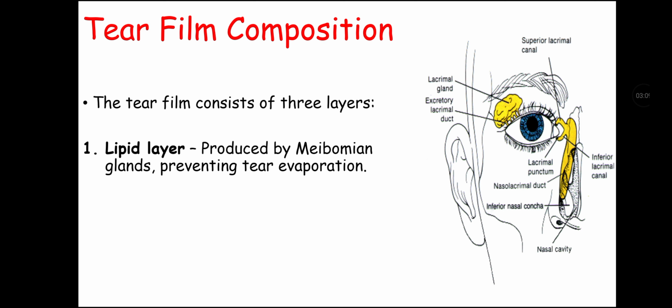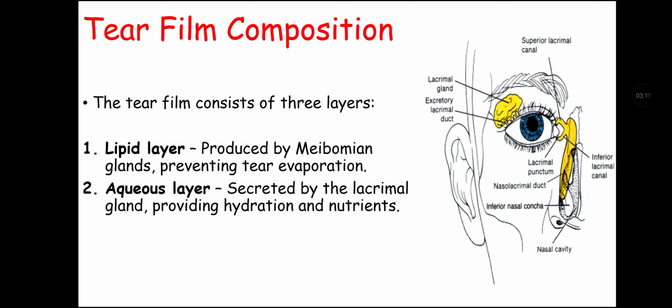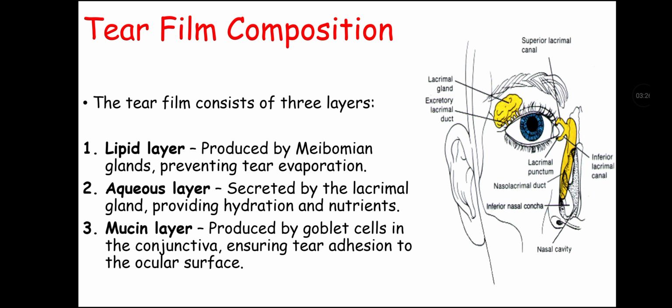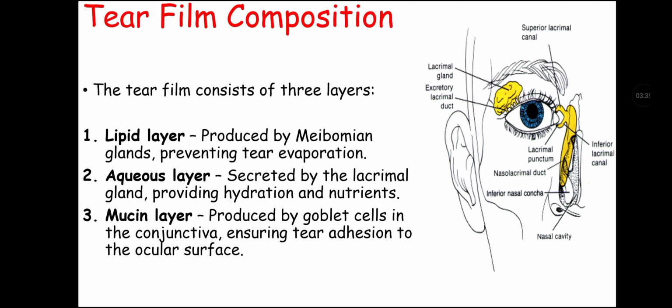Now let's talk about tear film composition. Tear film consists of three layers. The first is lipid layer that is produced by meibomian glands that prevent tear evaporation. The second layer of the tear film is aqueous layer that is secreted by the lacrimal gland that provides hydration and nutrients. Next layer of the tear film is mucin layer that is produced by goblet cells in conjunctiva that ensure tear adhesion to the ocular surface.